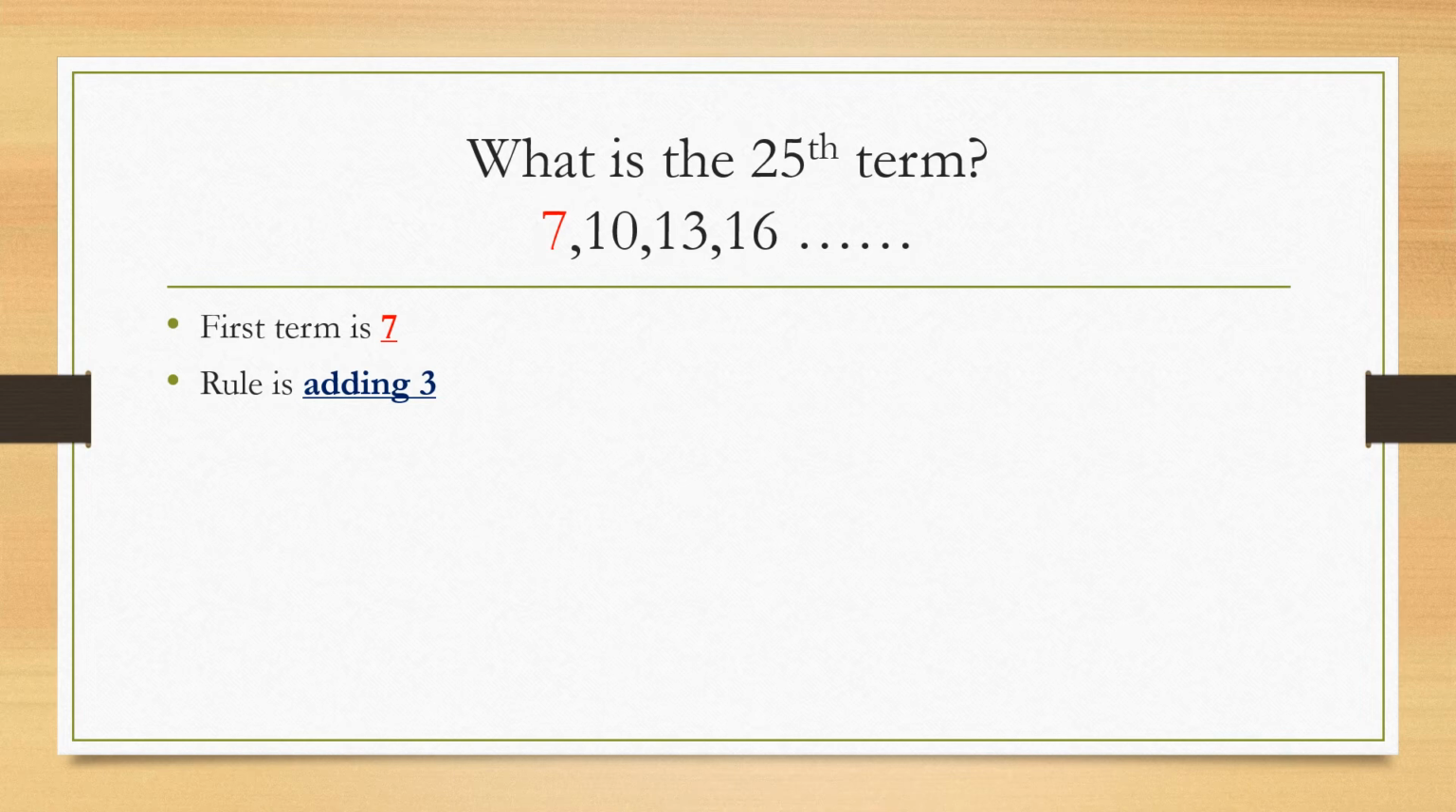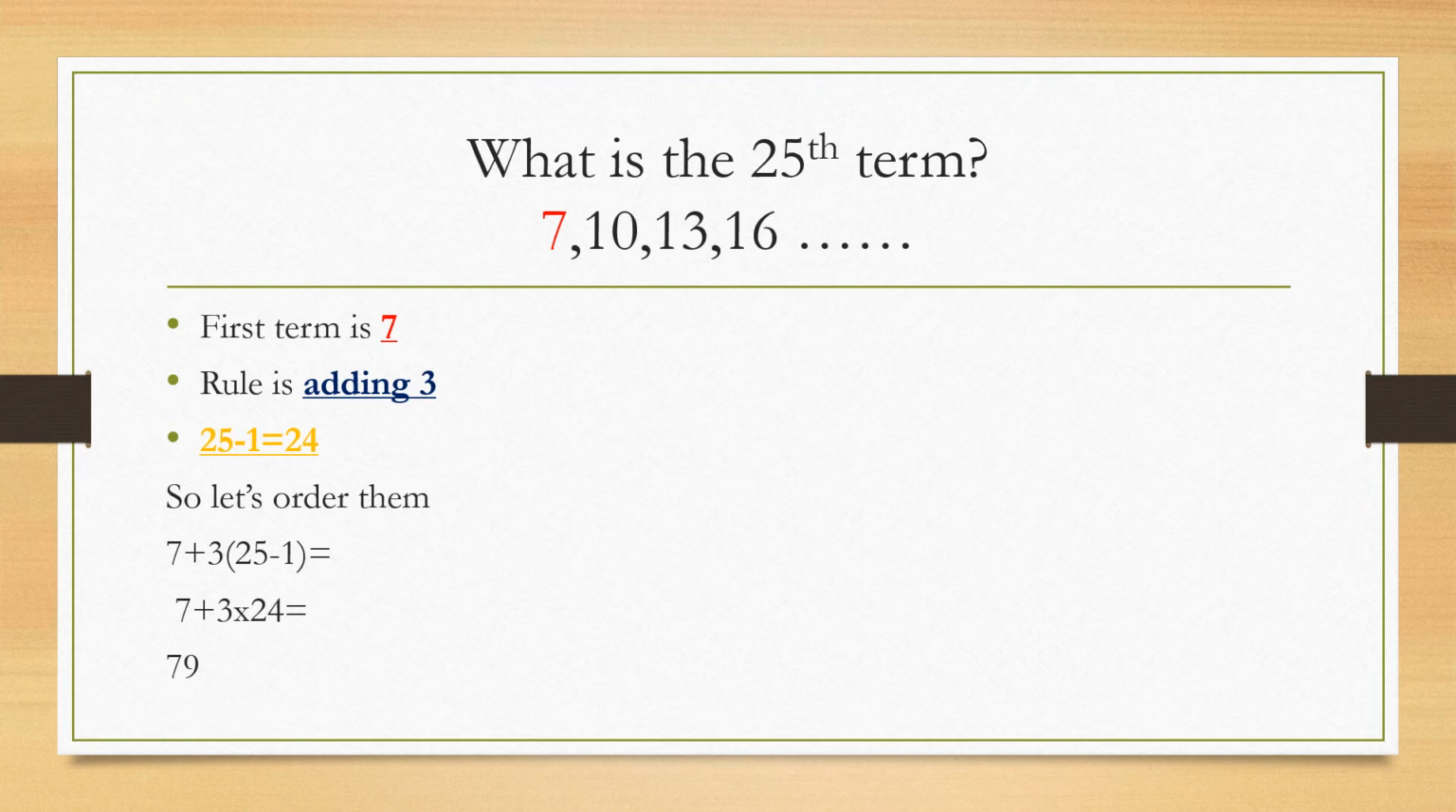So here, instead of saying 25, you are going to put 24, and then you will arrange them according to the rule. So you will put the first term first, 7, and then you will put the term-to-term rule. So 7 plus a 3 multiplied by 24. According to the order of operation, how to solve this one? Multiplication is the strongest one, so you will say 7 plus the answer of 3 times 24. 3 times 24 is 72, so 7 plus 72 is 79.